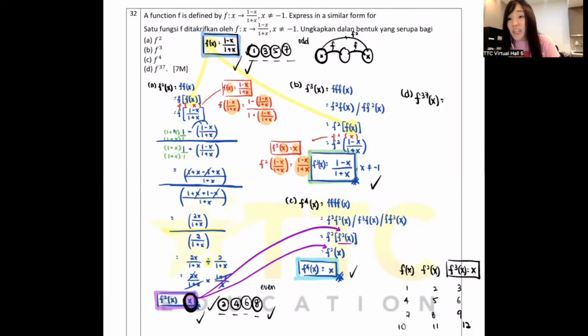So now they want power 37. 37 exactly is just odd number. So your answer is copy the original one down. The bottom got x, must write x not equivalent to -1. Done. Yes, Ian. Then F power 100 was same as the second one because it's even number.